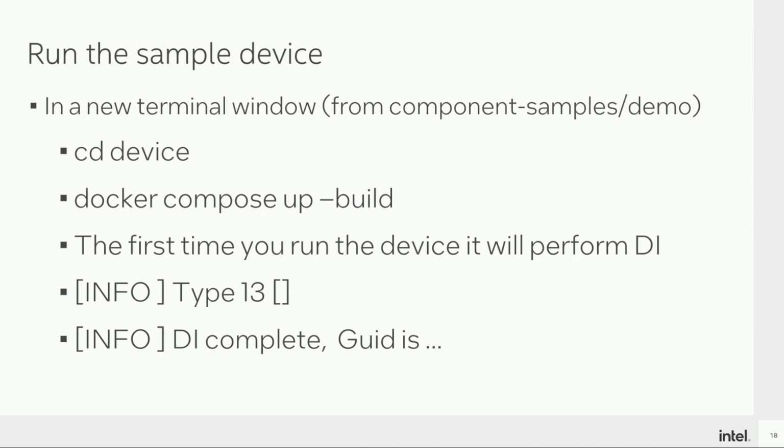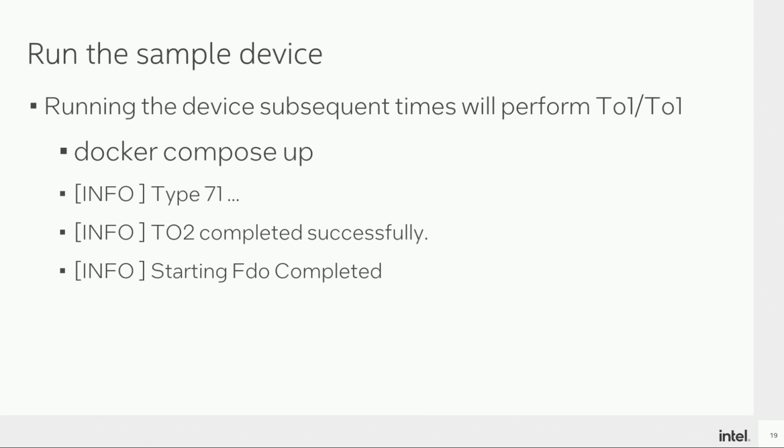The first time you run the device, it looks into a directory to see if it has any credentials. If it doesn't, it runs the device initialization protocol, and you'll see the protocol messages from the spec coming. The first message in DI is 10, the last is 13. So if everything works right, you'll see a message 13 from the spec, and you'll see a DI complete. That'll create a credential for you. Then any subsequent times you run the device from then on, those credentials are already created, so it won't have to run DI. Subsequent running of the device will run the TO1 protocol for rendezvous, followed by TO2. The last message of TO2 is message 71. So again, if everything works right, you'll see a message 71, and you'll see TO2 completed successfully.